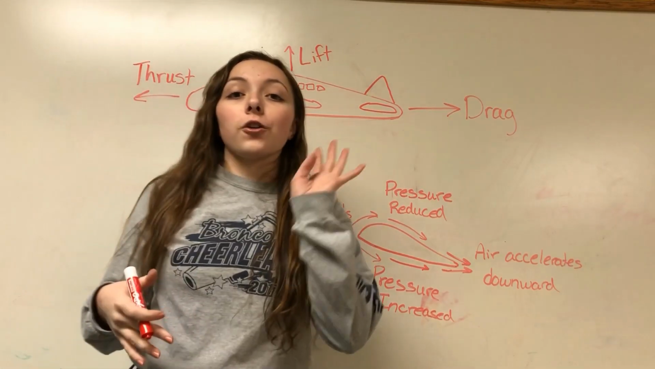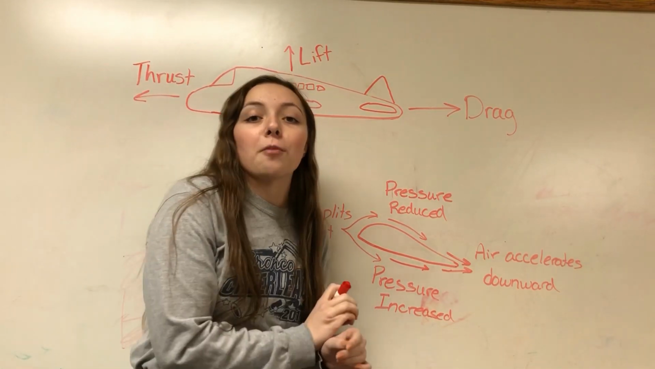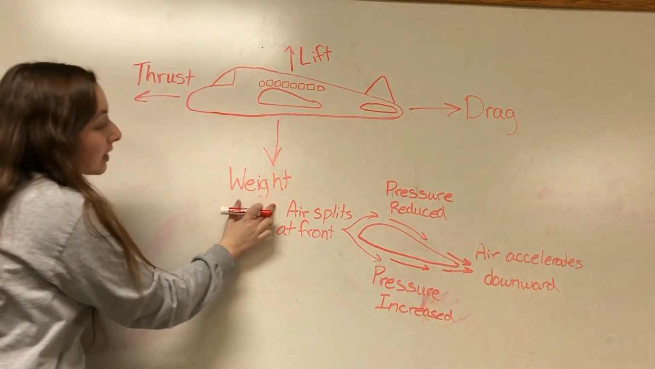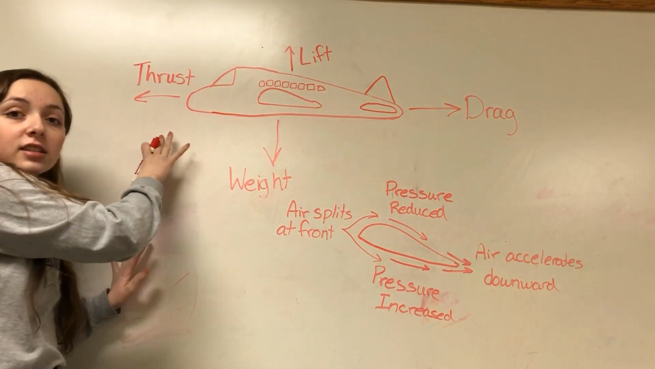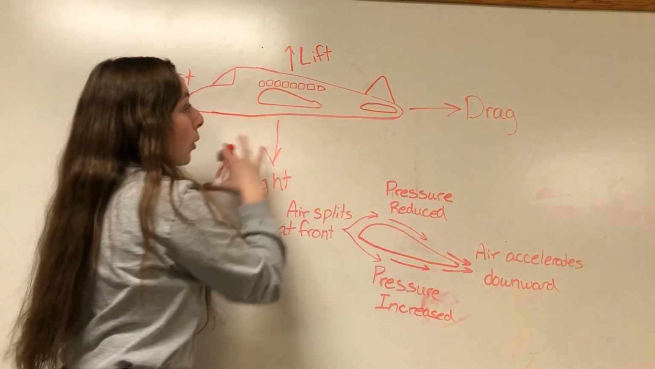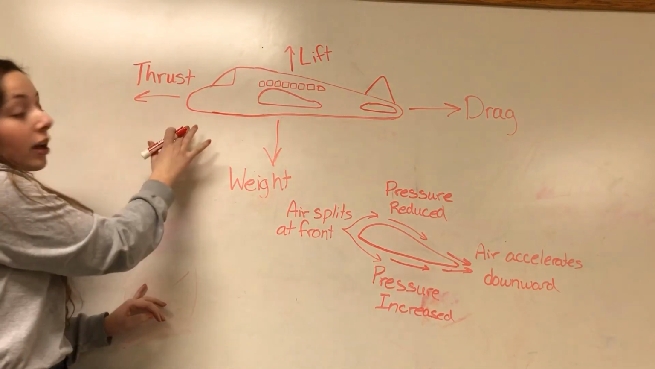Well, first of all, there are 4 forces acting upon the airplane. Those are thrust, drag, weight, and lift. Now, thrust is what makes the airplane move forward. The engines move the plane forward at a high speed, creating thrust.